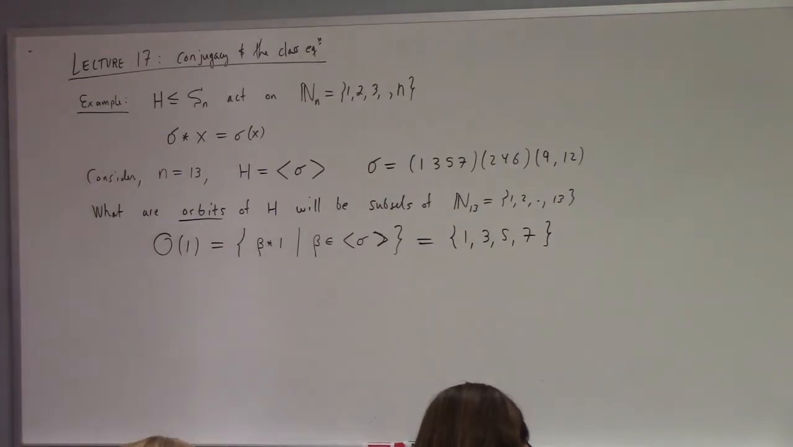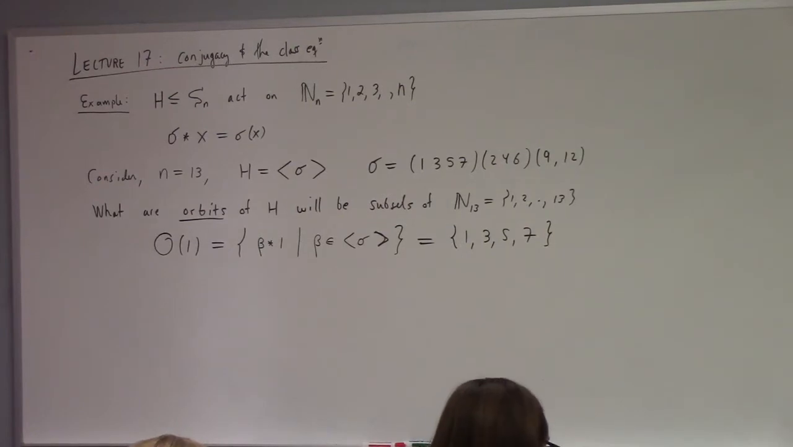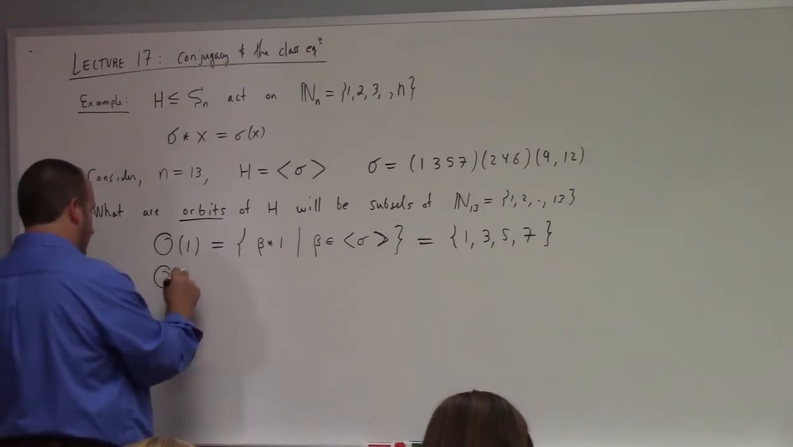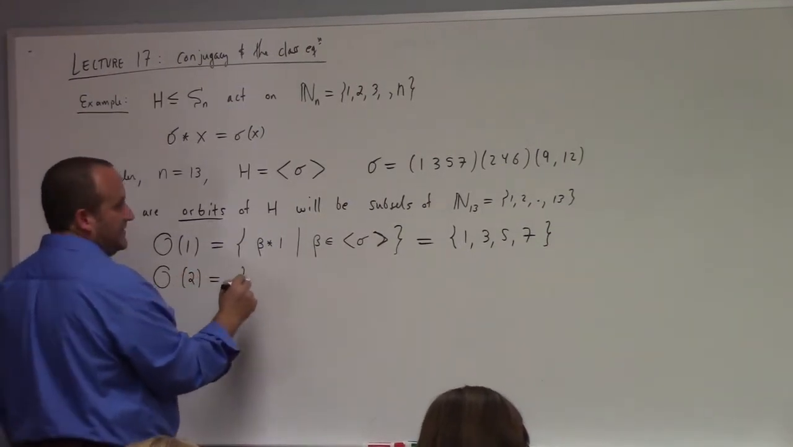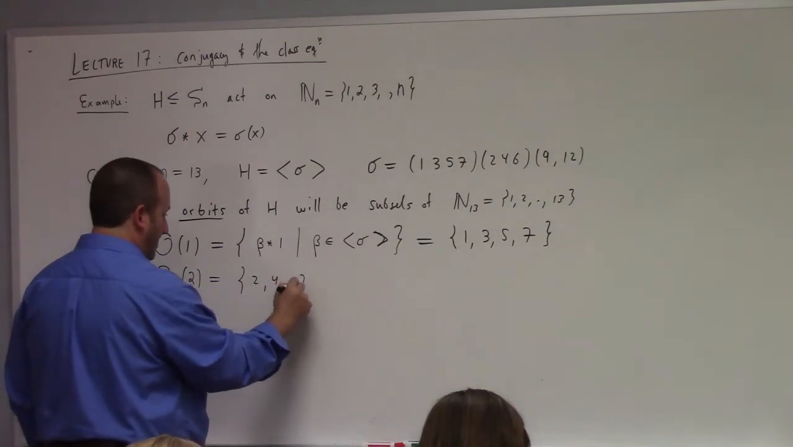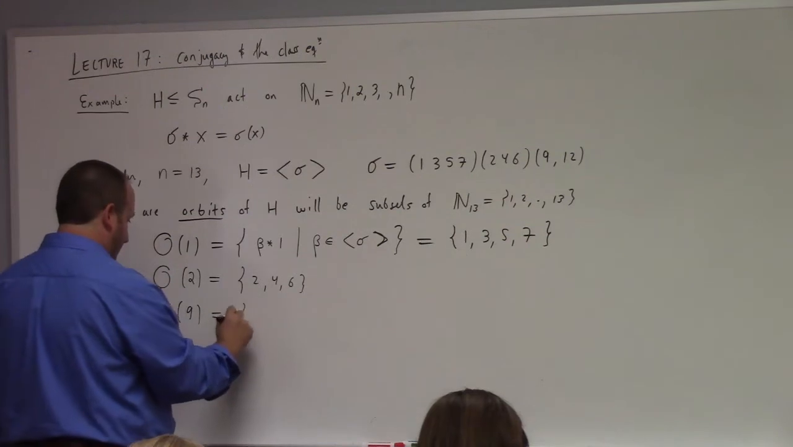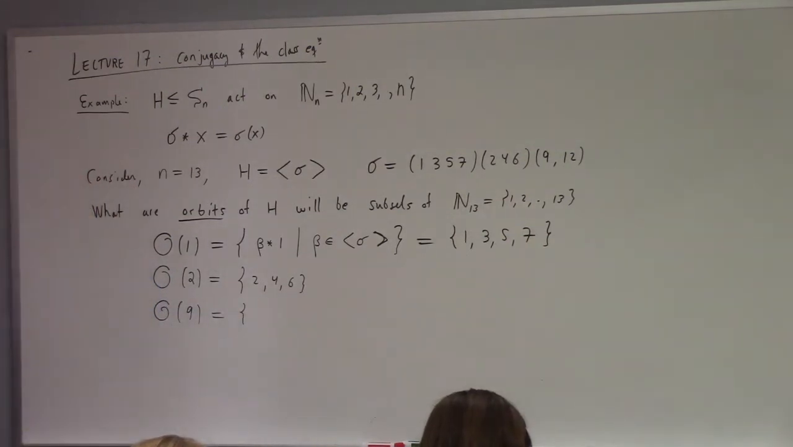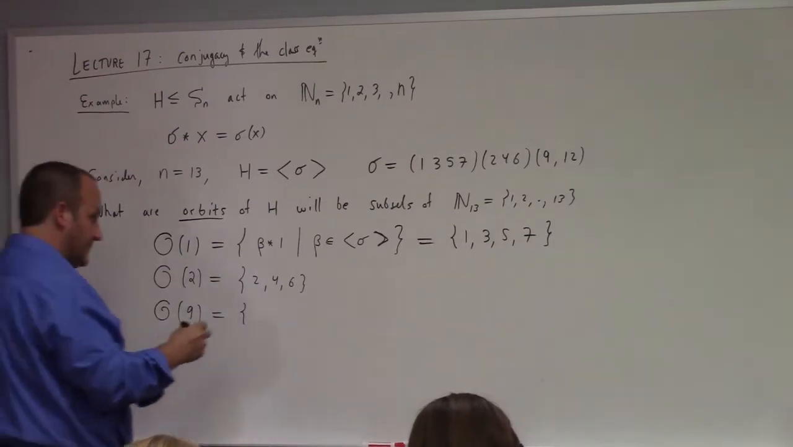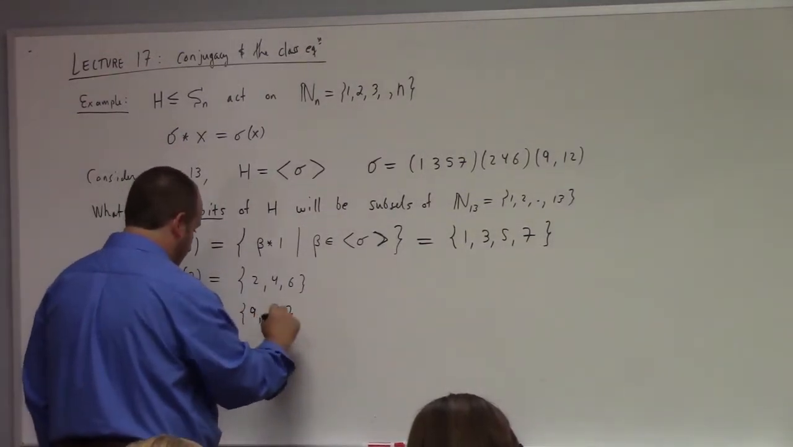So this is kind of neat. The orbit of a point, it looks like it's going to be a list of the numbers in each disjoint cycle, right? Like what's the orbit of 2? It's going to be {2, 4, 6}, yeah? What's the orbit of 9? Nine goes to 12, right? So work it out, you get {9, 12}.